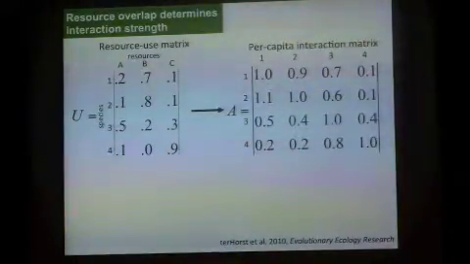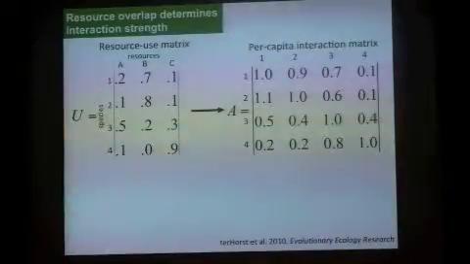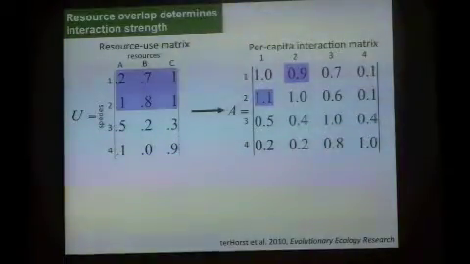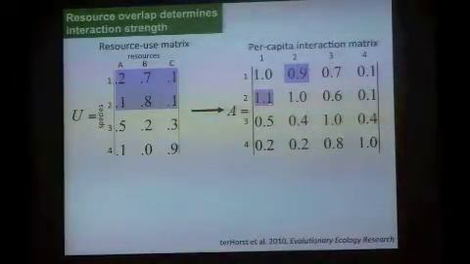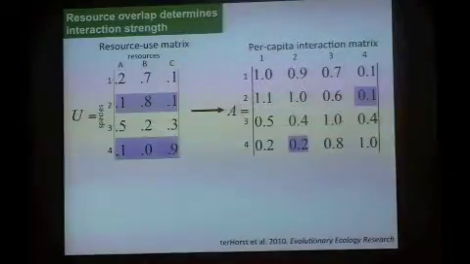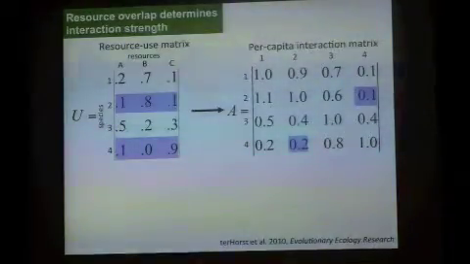Based on their overlap in resource use, we can make a per capita interaction matrix. These numbers just describe how much niche overlap there is between species. Here, for example, species 1 and 2 are both using mostly resource B, and so they have pretty high interaction coefficients in that matrix. Versus species 2 and 4: species 2 is using mostly resource B, species 4 is using mostly resource C, and they have really low interaction coefficients in that matrix.